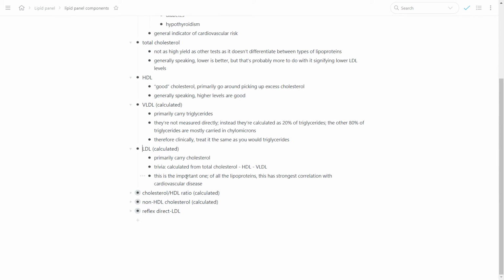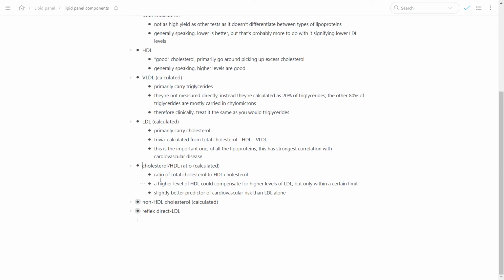Now, you might be asking yourself, well, HDL is a good cholesterol and LDL is a bad cholesterol. Couldn't a high level of HDL kind of cancel out LDL? And that's what the cholesterol-HDL ratio attempts to do. So it's the ratio of total cholesterol to HDL cholesterol. And so a higher level of HDL could compensate for high levels of LDL, but only within a certain limit. So it's a slightly better predictor of cardiovascular risk than just the LDL alone.